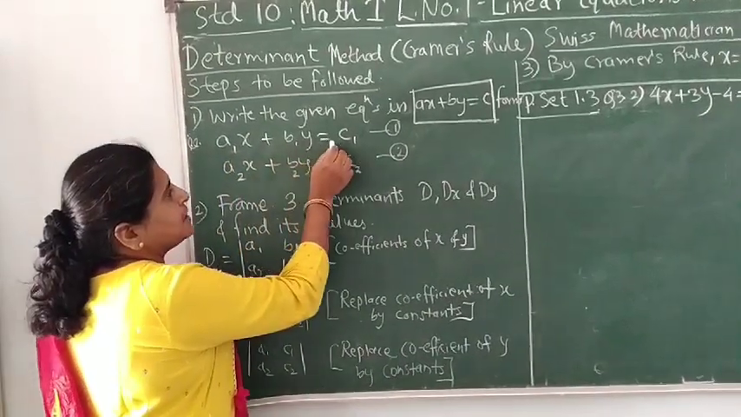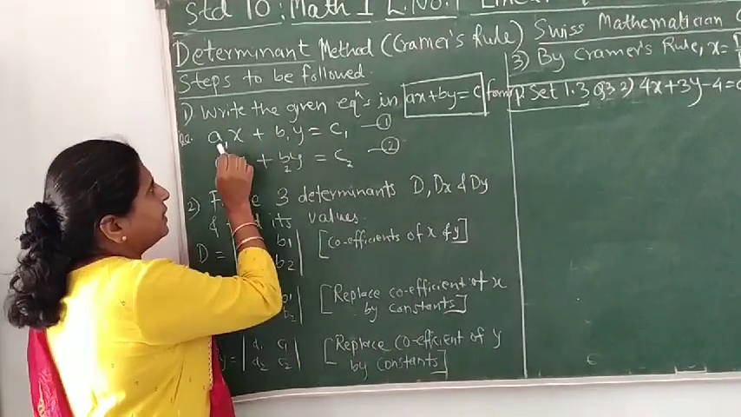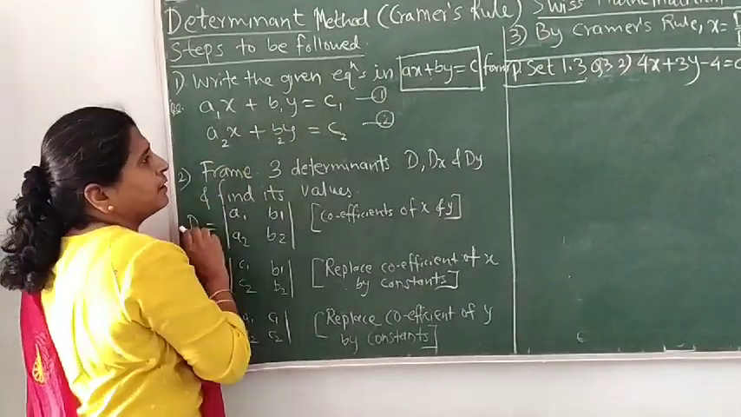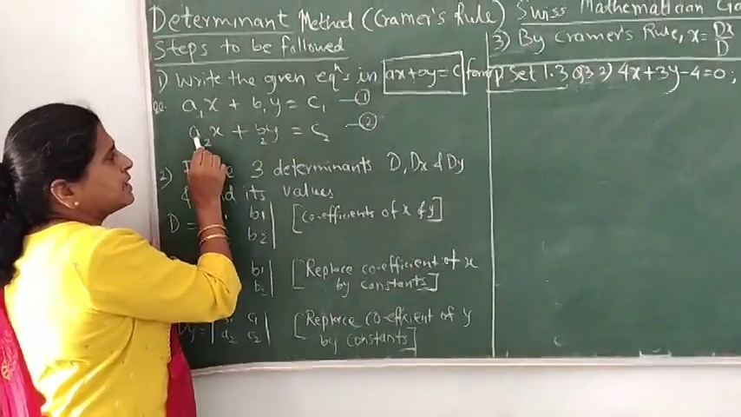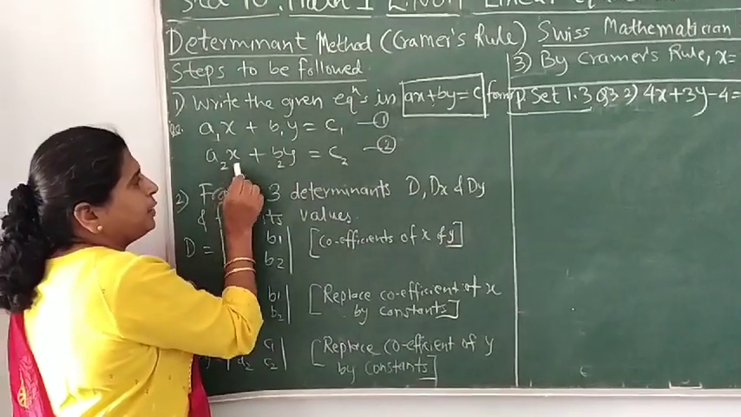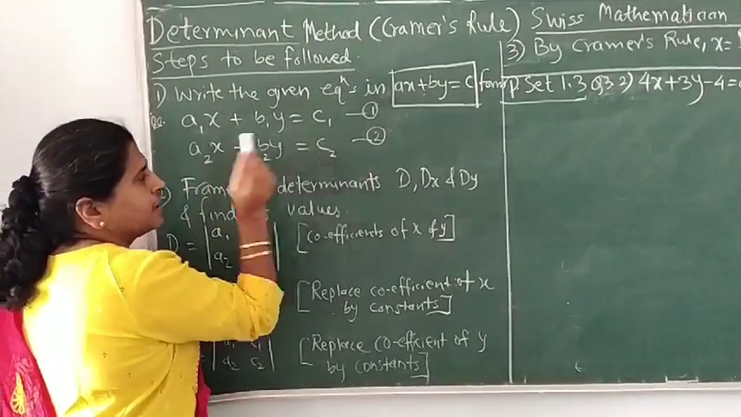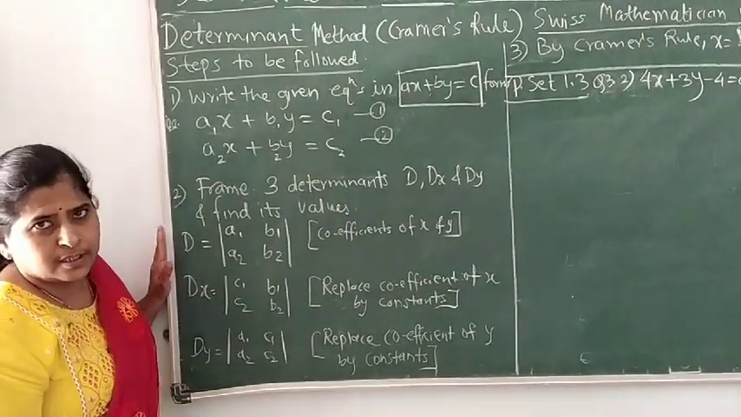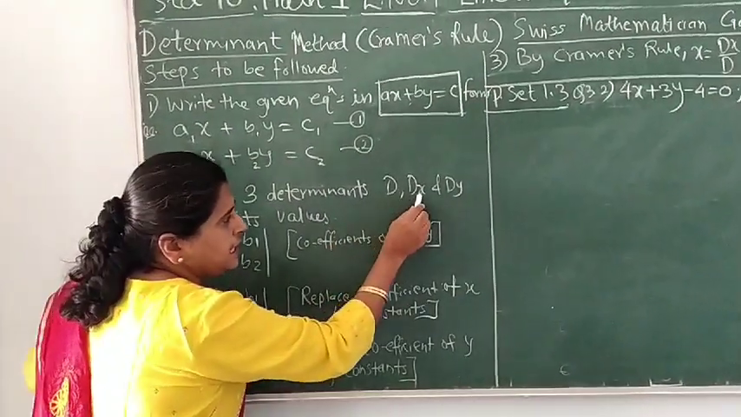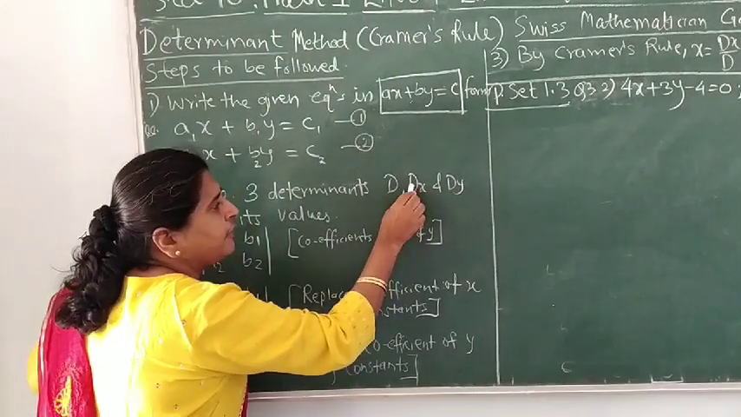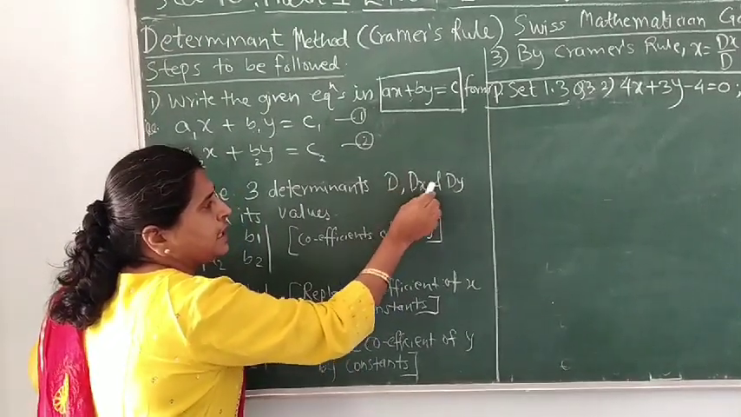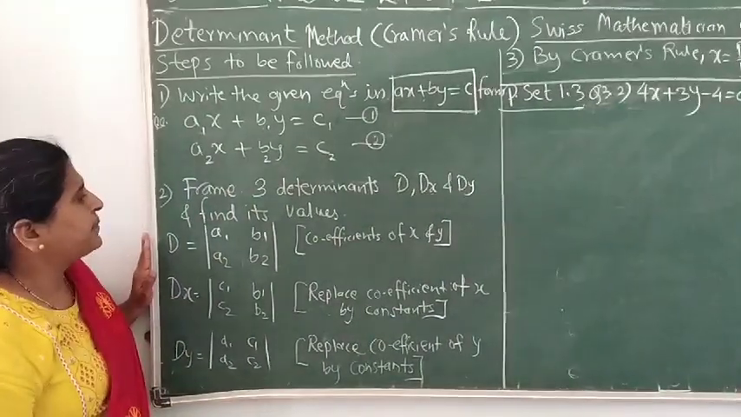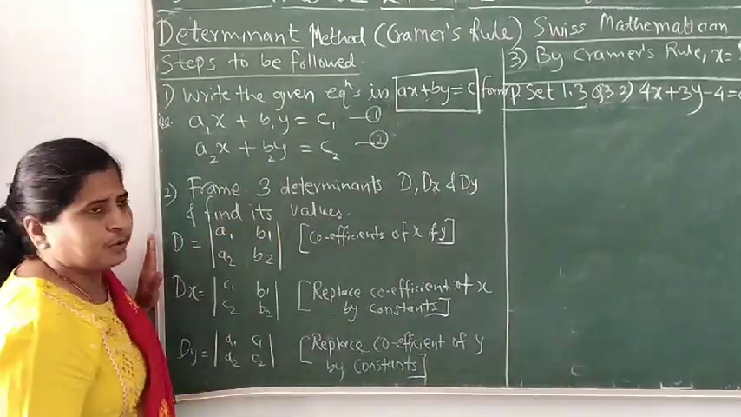So you will get your two equations this way. a1x plus b1y is equal to c1, as equation number 1, where a, b, c are denoted as a1, b1 and c1. And the second equation, ax plus by is equal to c, becomes a2x plus b2y is equal to c2. Now when you get two equations, we will frame three determinants: D, Dx and Dy. While writing Dx, we should write capital D everywhere, and x and y should be small letters. And we have to find their values also.